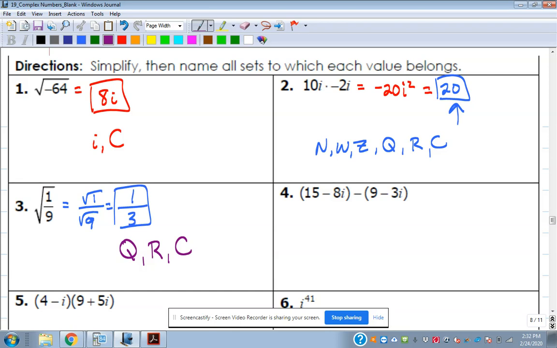All right, number 4. Simplify that. 15 minus 9 would be 6. Negative 8 minus negative 3 would be negative 5i. So there's the simplified version. What kind of number is that? Nope. Not imaginary. It's got a 6 on it. If it were imaginary, it'd just be negative 5i or something like that. So it's got the 6 on it, so that makes it complex. And that's all it is, complex.